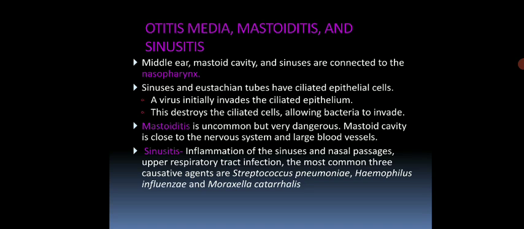So the middle ear, mastoid cavity and sinuses are connected to the nasopharynx, and sinuses and Eustachian tubes have ciliated epithelial cells. A virus initially invades the ciliated epithelium and this destroys ciliated cells, allowing bacteria to invade. Mastoiditis is uncommon but very dangerous. The mastoid cavity is close to the nervous system and has large blood vessels, and in case of sinusitis it is inflammation of the sinuses and nasal passages, an upper respiratory tract infection, and the three most common causative agents are Streptococcus pneumoniae as well as Haemophilus influenzae as well as Moraxella catarrhalis.